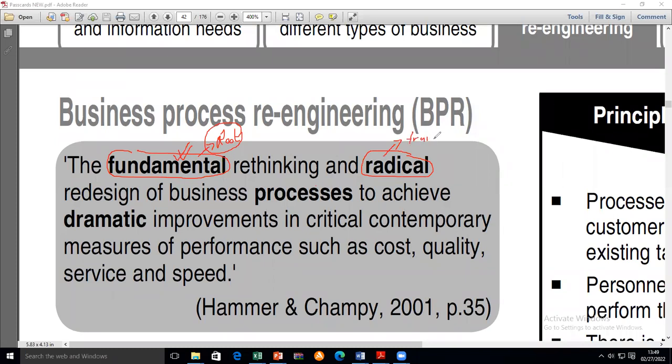This carries the thought of the transformation. So we're talking about transformation here of business processes. But why do you have to rethink and radically redesign processes? Why should we rethink and redesign our processes? I'm sure you now know the answer. The answer is about performance. It's about performance improvement. That is the answer.